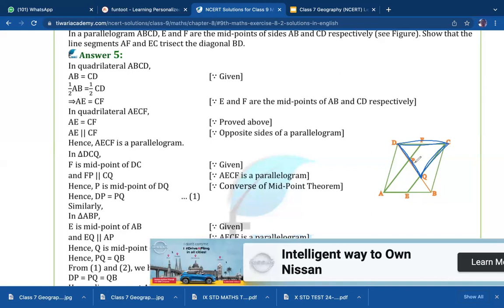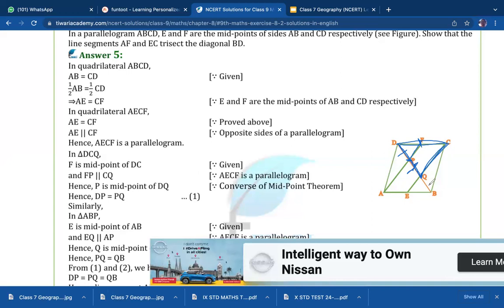In this triangle, now F is the midpoint. Since it is a parallelogram, FP is parallel to CQ. So what do you say? When it is parallel to one side and it is the midpoint of one side, parallel to the other side, then it will always bisect the third side. That means DP is equal to PQ. One part of the question, two pieces are equal. Now the third part should also be equal. So what do we do for this?